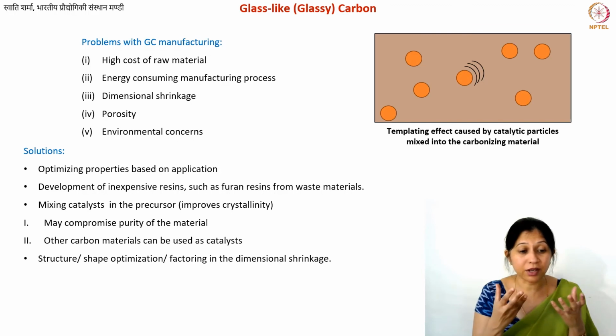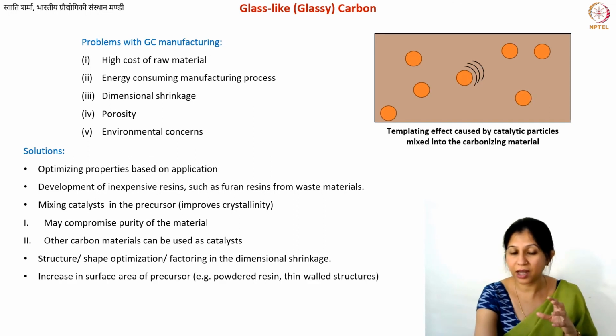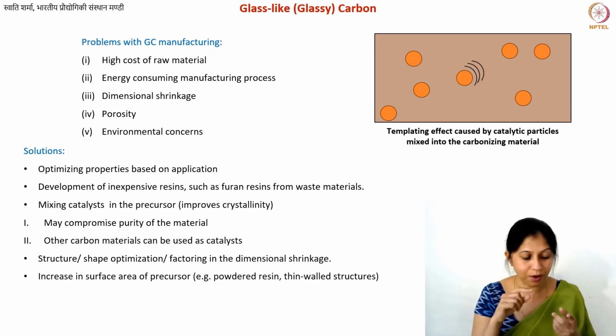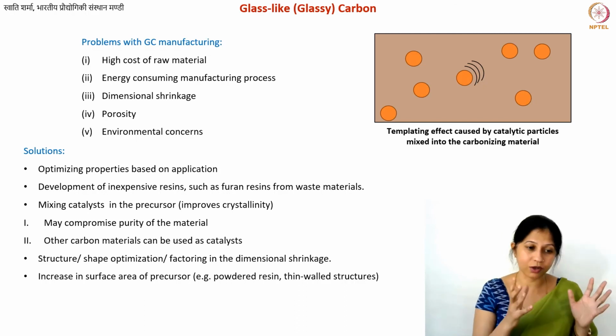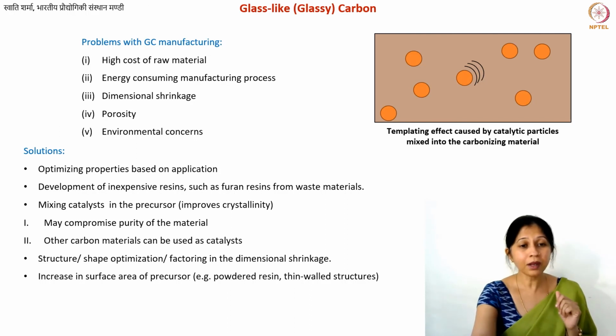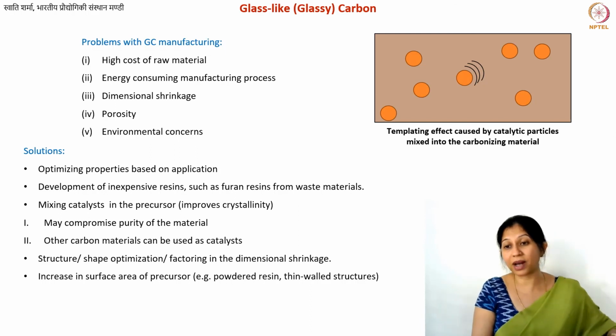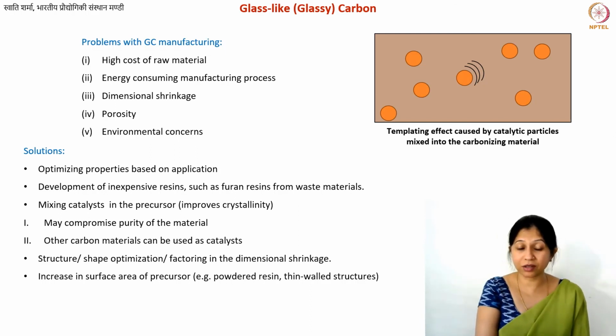Okay. In order to take care of the dimensional shrinkage, we need to do shape optimization. You need to know the properties of your polymer, what shrinkage, what carbon yield you have, and then accordingly you need to optimize your shape. Okay. Design your structures in such a way that they have more surface area, for example thin walled structures. This is more like a compromise on the shape. But you can also use, as I said, powder of the precursor, such that you have more surface area. More surface area will help you get rid of the porosity.